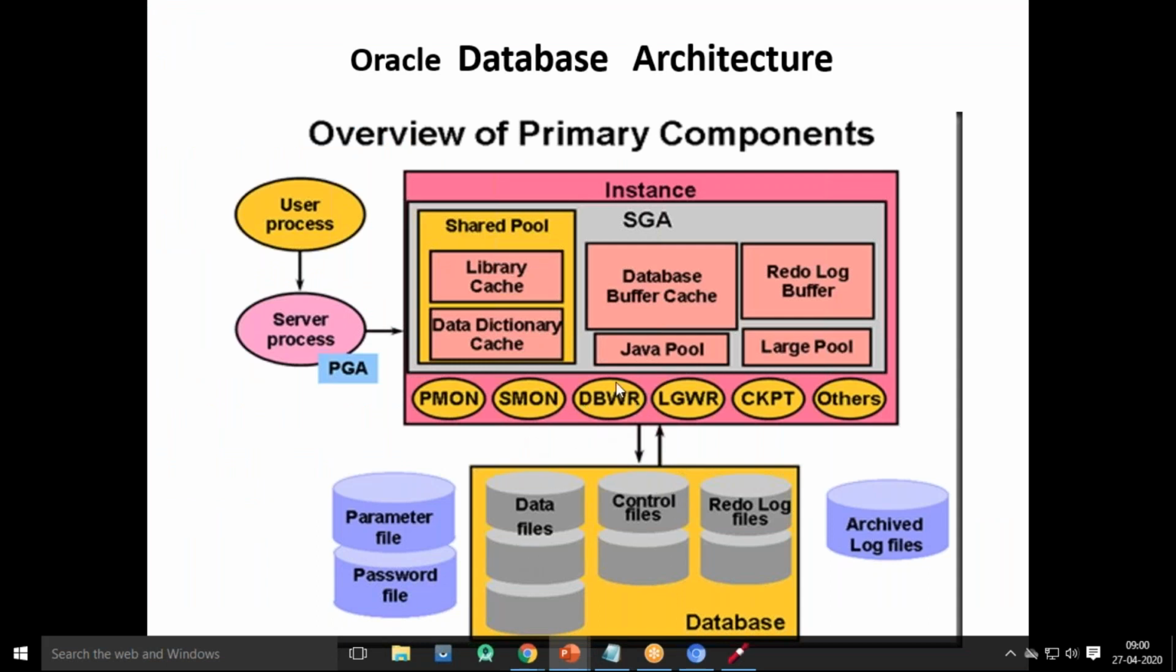Next one is DB writer. DB writer means whatever the actual executions are carried out on the DBBC in RAM, it will write into the data file, into the hard disk. So DB writer is the one which will write from the DBBC into the data file.